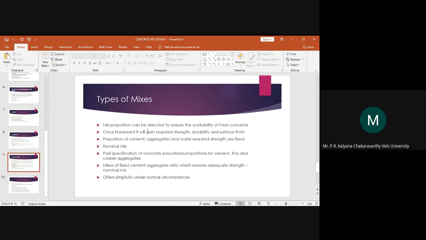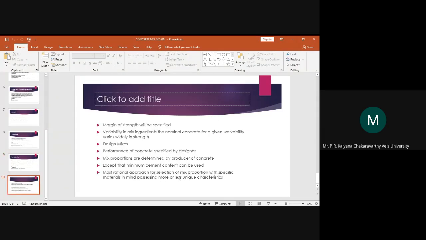Okay, so it offers simplicity under normal circumstances. Next, the margin of strength will be specified. It's already specified. Variability in mixed ingredients: the normal consistency for a given workability varies widely in strength. That's the point which we discussed now.